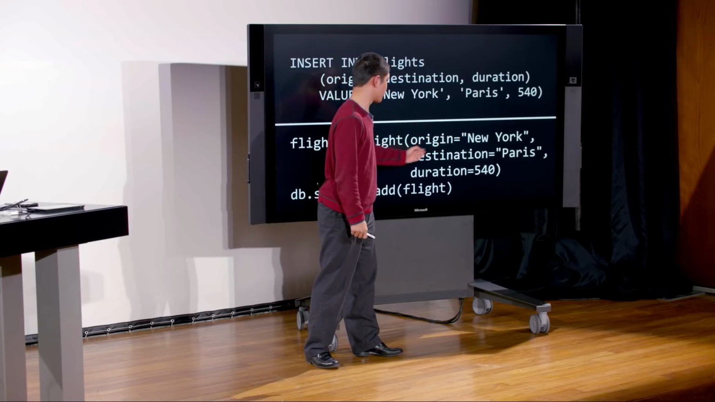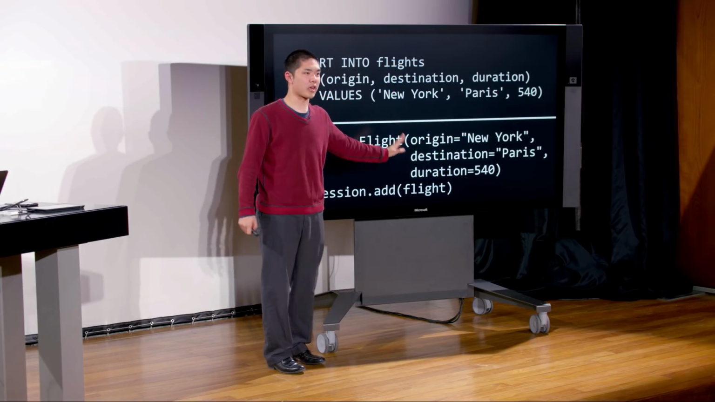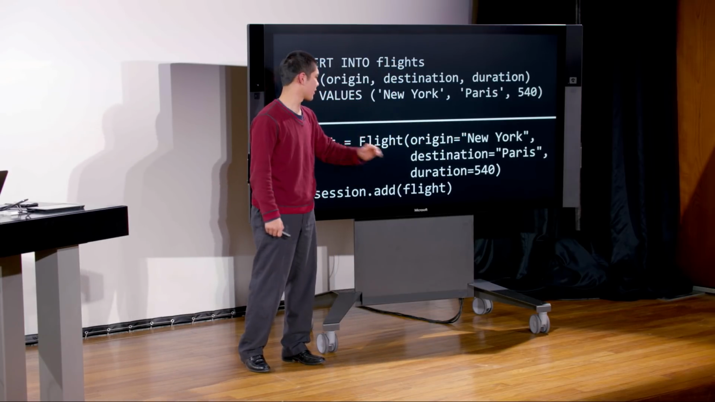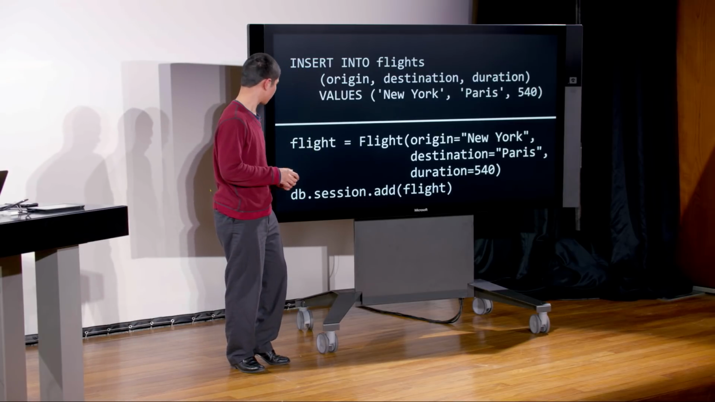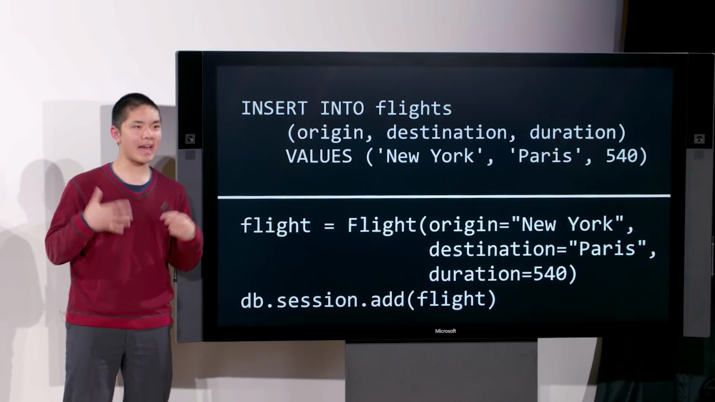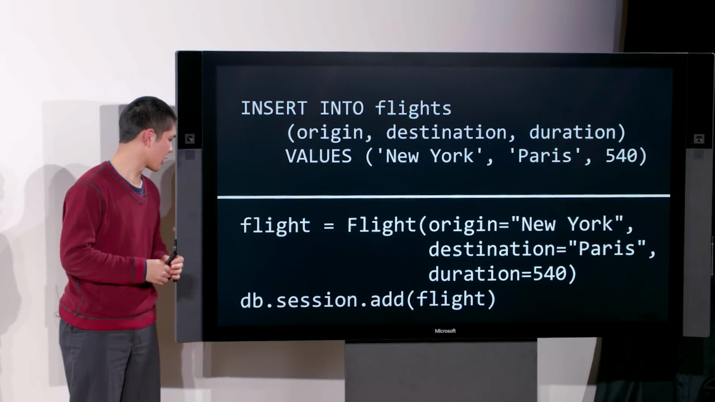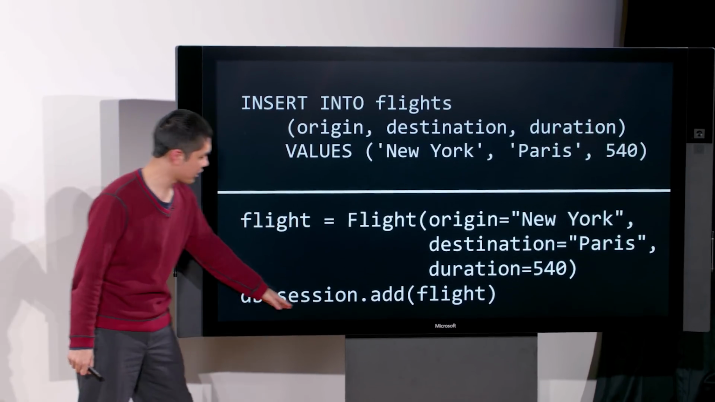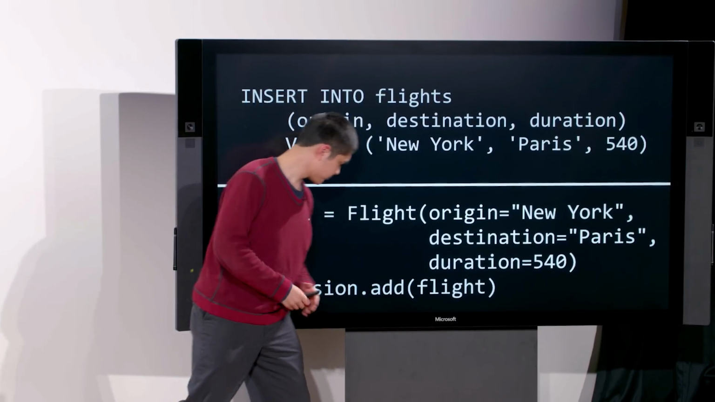We're specifying the origin, destination, and duration. We saw this in the code examples as just one line, but I've broken it up onto multiple lines for space reasons. And then after we've created that flight object, I want to add it to my database. And so I'll use a line like db.session.add(flight).